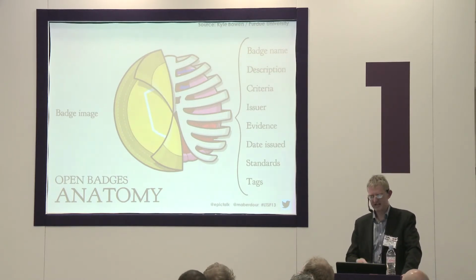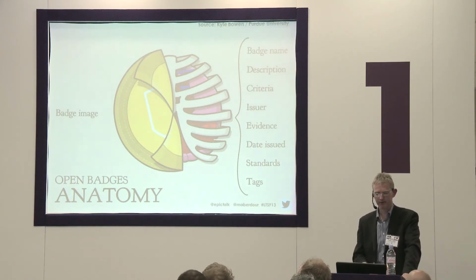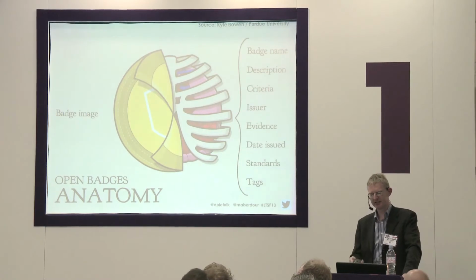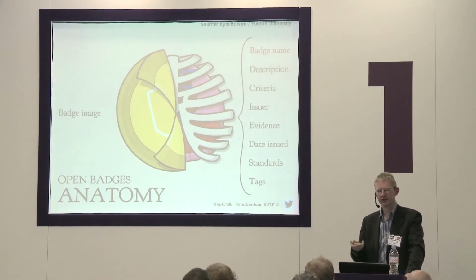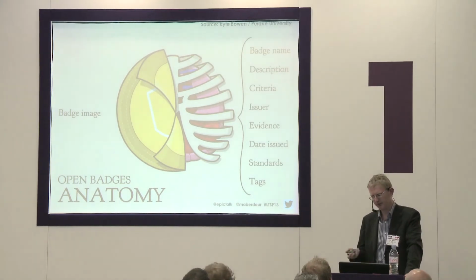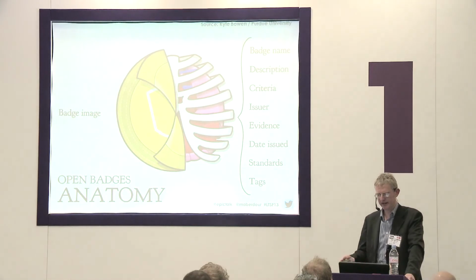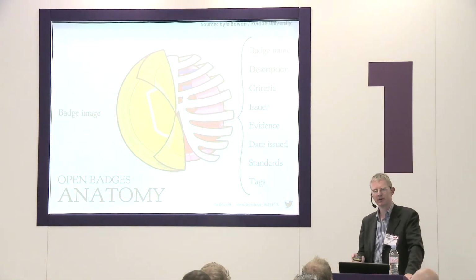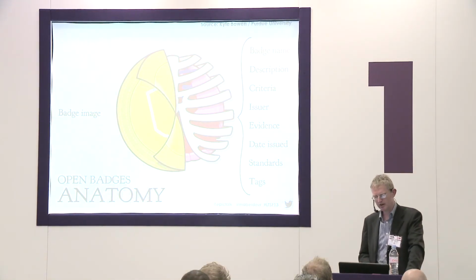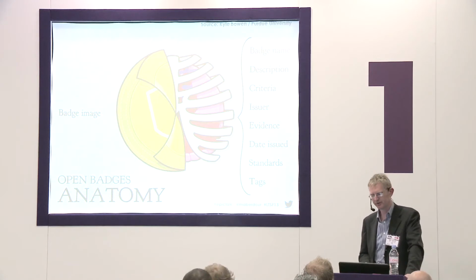So you'll have your badge name, you'll have your badge description of what it signifies, but then importantly things like criteria for what you've had to do to attain that badge, who's issued it, which is absolutely crucial. If you've been issued a badge by Cambridge University, that's going to have a lot more weight than a badge by a much lower level college, for example.